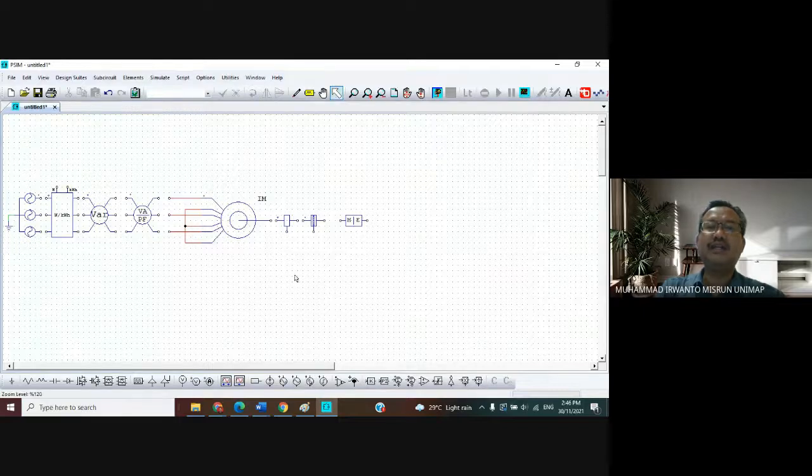For measuring here, please add the probe. Voltage probe. Put it here. And then connect it to here. Resistor. Don't forget to give ground in here. And then connect all. And then in here, add the voltage and current measurement, to measure the electrical parameters here for the voltage and current.